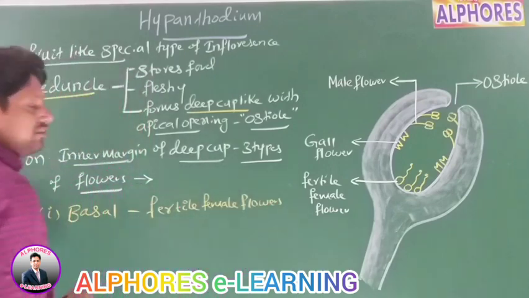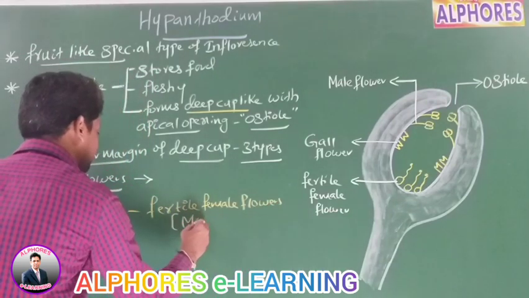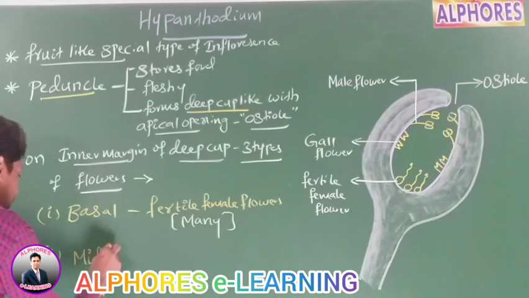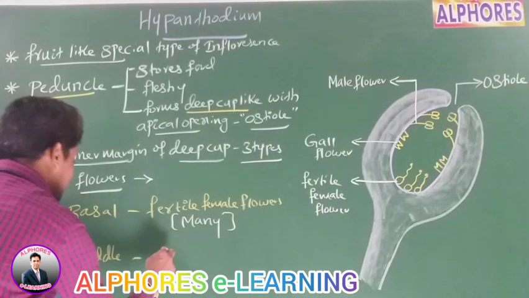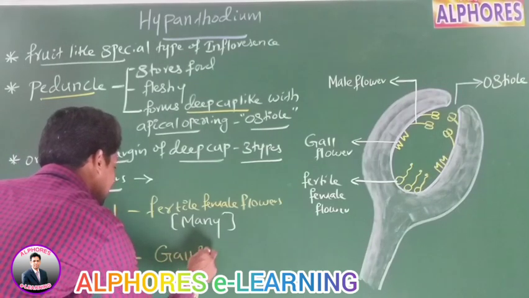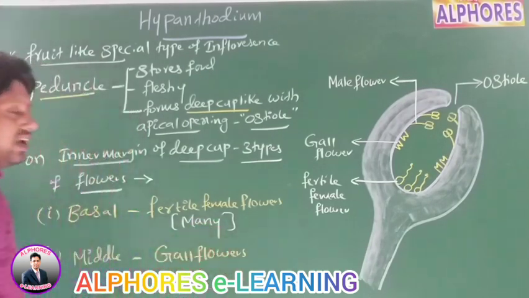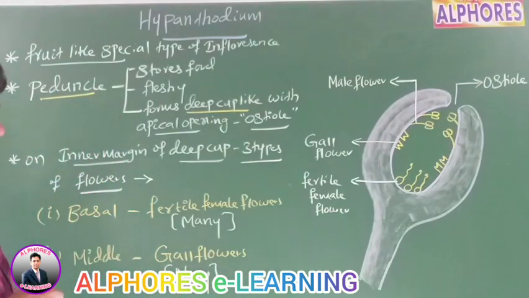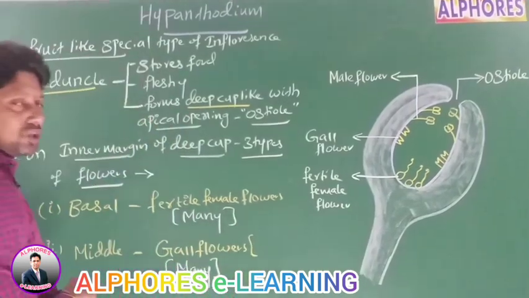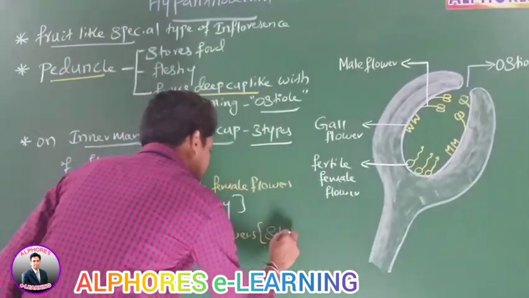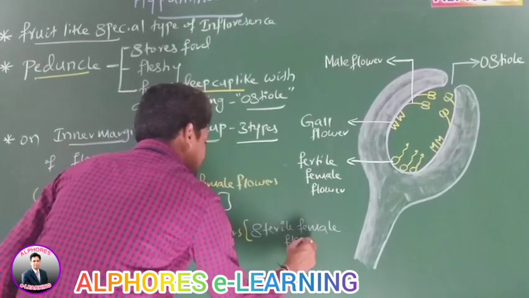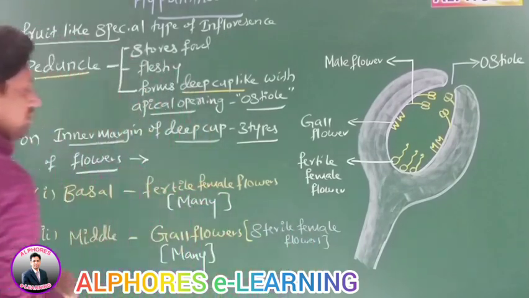How many fertile female flowers are there? Many. Okay, right? Next, number two, middle. In the middle, what are present? In the middle, gall flowers are present. Which flowers? Gall flowers. How many gall flowers are there? Gall flowers are also many. Okay, right. What are these gall flowers actually? They are sterile female flowers. They are which flowers? They are sterile female flowers.